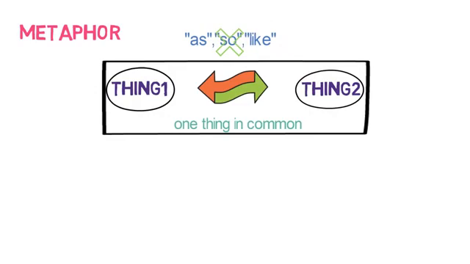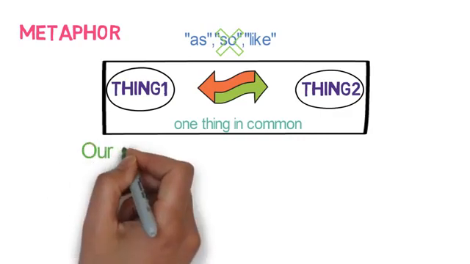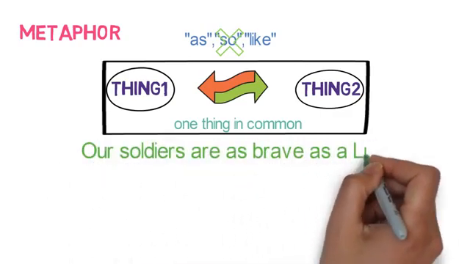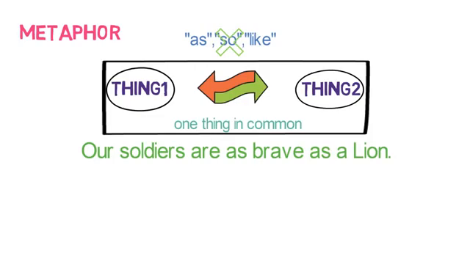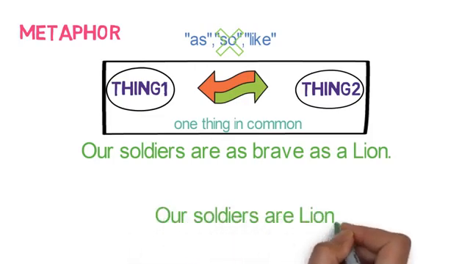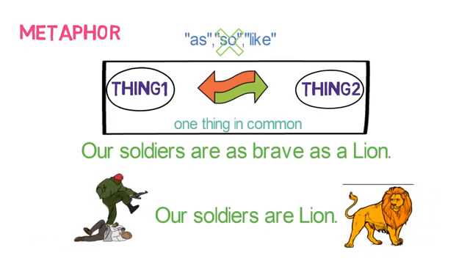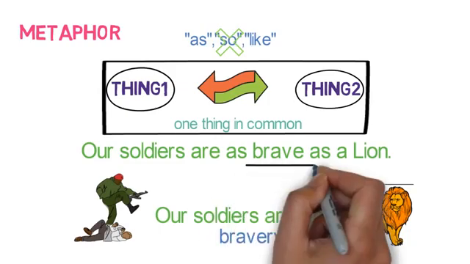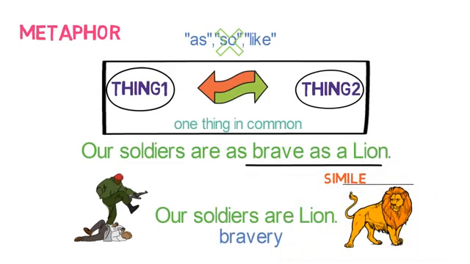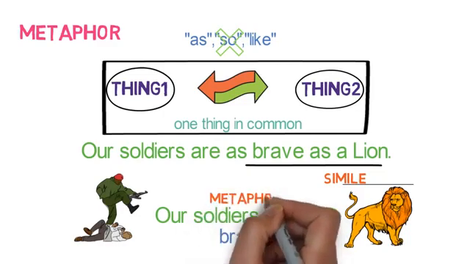Let's look into a previous example of simile and try to convert it into a metaphor. Our soldiers are as brave as a lion. Removing as brave as, it becomes our soldiers are lion. In this statement also, our soldier is compared with lion and the common thing between them is the bravery of both of them. But we have not used the word as. Thus, we can say in the statement, our soldiers are as brave as a lion, we used a simile. But when we say our soldiers are lion, we use a metaphor.